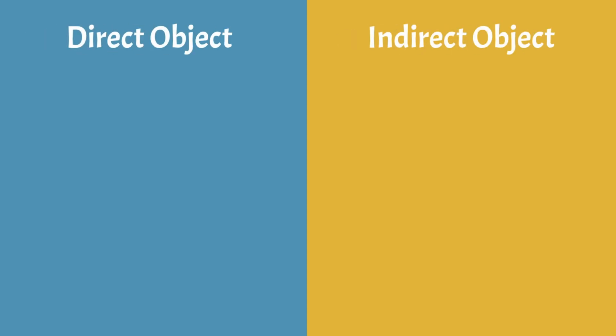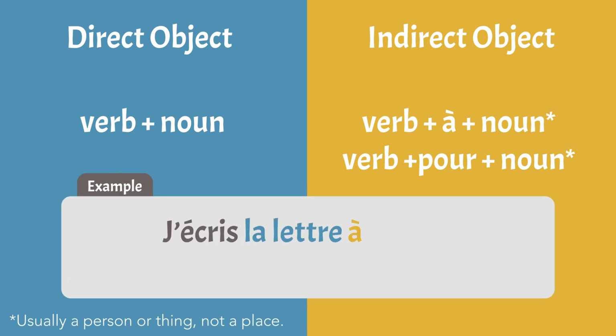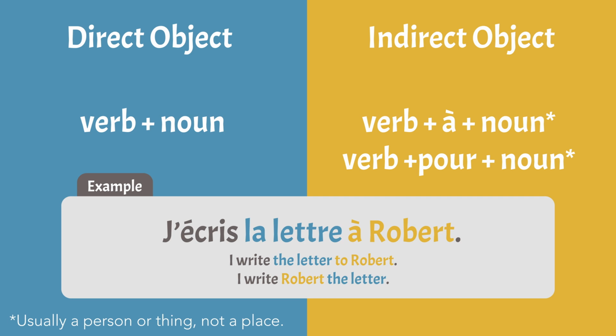There are two types of objects, direct and indirect. Each language uses them differently, but in French, an indirect object always comes after the preposition à, or sometimes pour, whereas there is no preposition in front of a direct object, and it usually comes right after the verb. For example, j'écris la lettre à Robert. Robert is the indirect object here, and la lettre is the direct object, since there's no preposition like à, and also it comes directly after the verb.